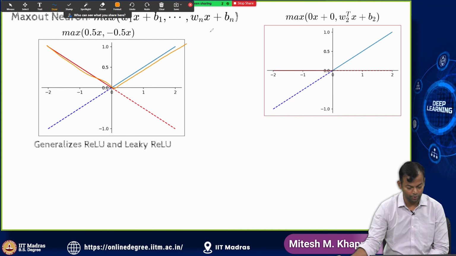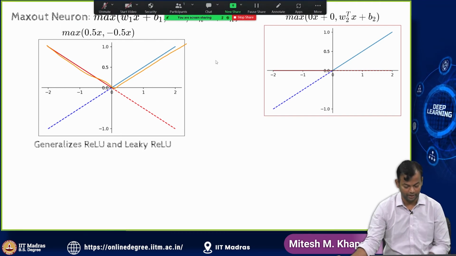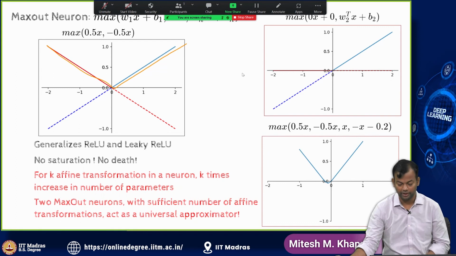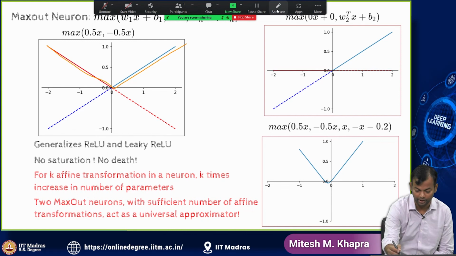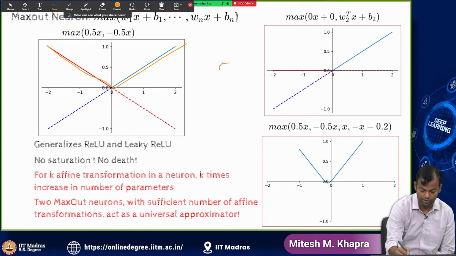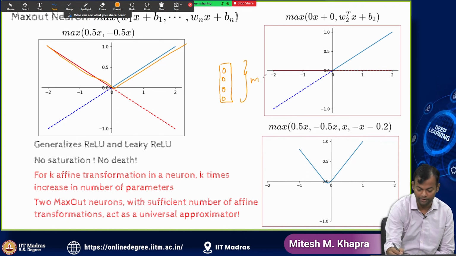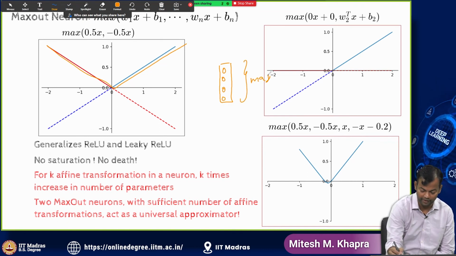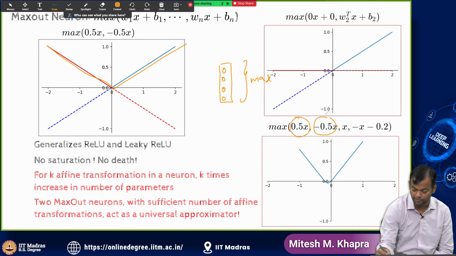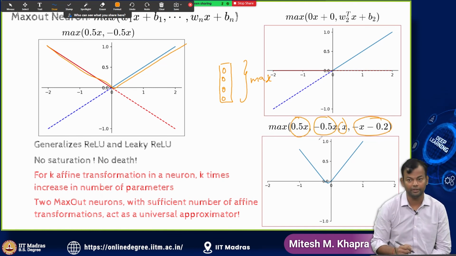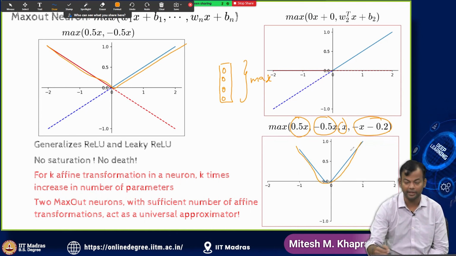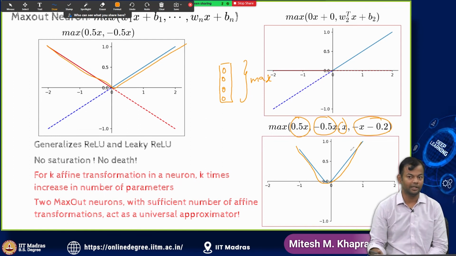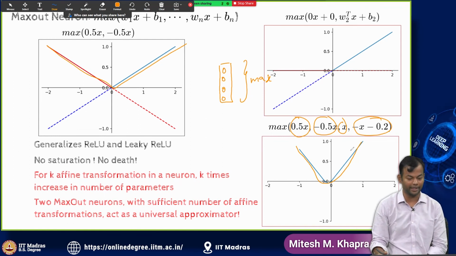And then you can also show there are certain configurations possible. Suppose you have 4 affine transformations within a maxout neuron. This is what a maxout neuron looks like. It has 4 affine transformations, and I'm going to take the max of those. And if those affine transformations happen to be these 4 affine transformations, then if I take the max of these, I can almost approximate the x square function. So it's giving me a higher degree of non-linearity.